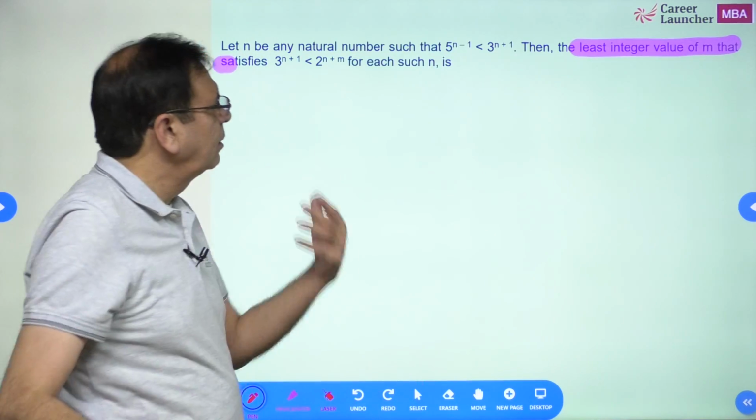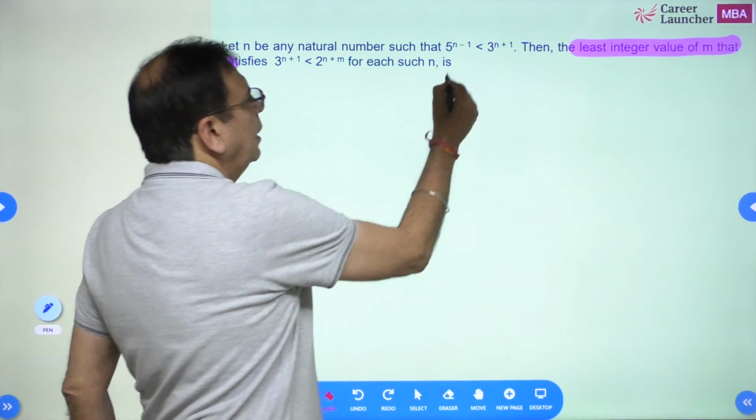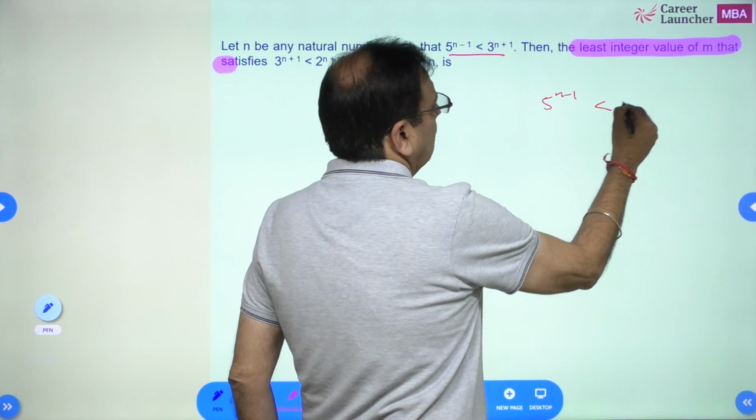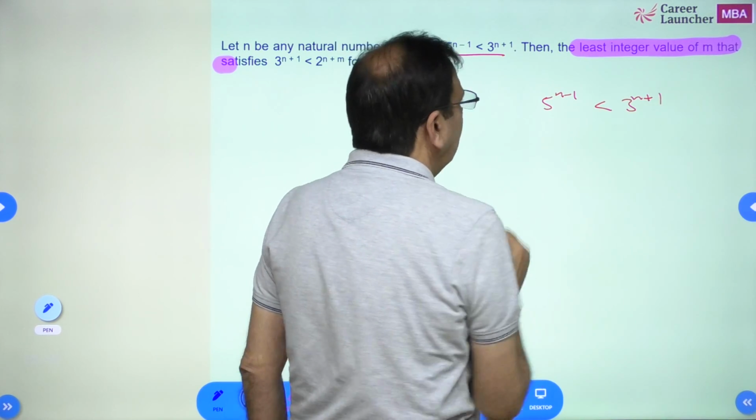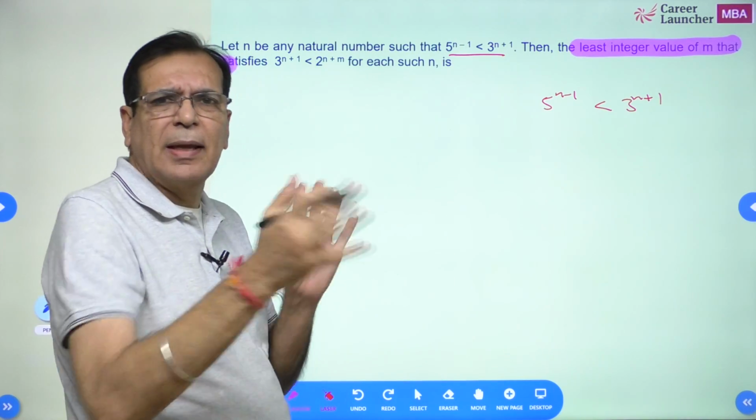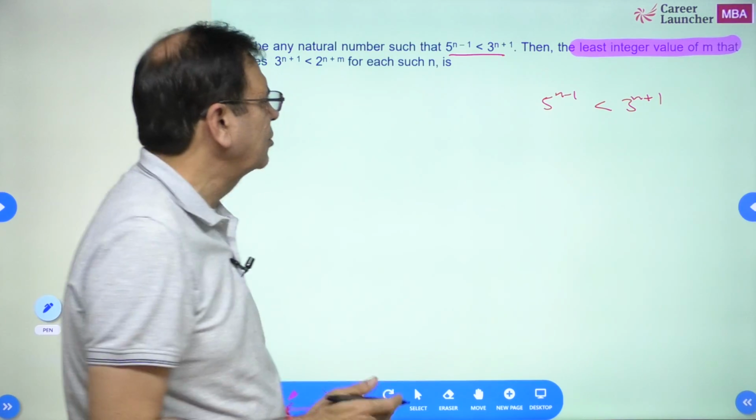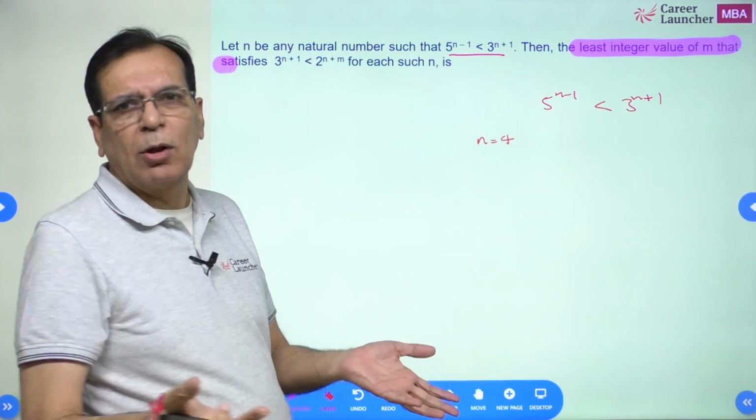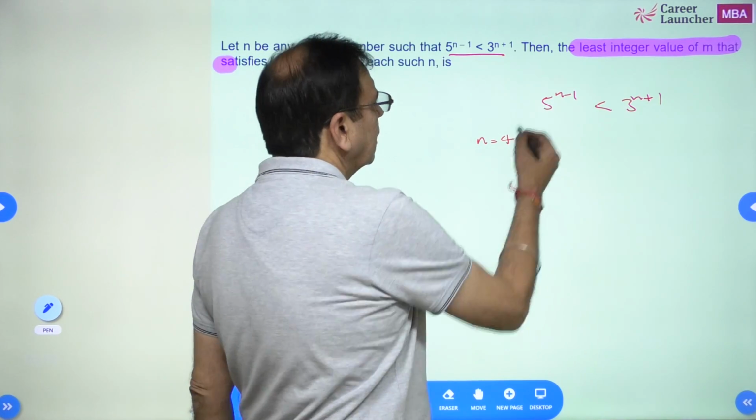Okay, so let's check what is the maximum possible value of n for this. So we have 5 to power n minus 1 less than 3 to power n plus 1. Okay, n की मैं random value लेता हूँ. I will not start from the smallest. I will take a random value. Let's check 3 or 4. Okay, let's check n equal to 4. Okay, I am taking 4 because paper में मैंने 4 लिया था. So what does it become?